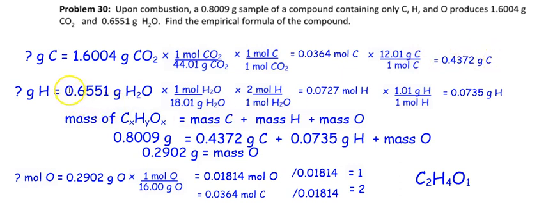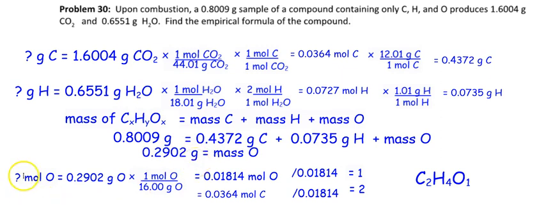I do the exact same thing with hydrogen. So I go from grams of water to moles of water. Don't forget the 2. For every 1 mole of water, you get 2 moles of hydrogen. And so this is how many moles I have. I convert that to grams. Why do I need the grams? So that I can take the total mass is equal to mass of the carbon, hydrogen, and oxygen. I gave you this number. See, here it is. Mass of carbon, mass of hydrogen. I can calculate the mass of oxygen of 0.2902 grams.